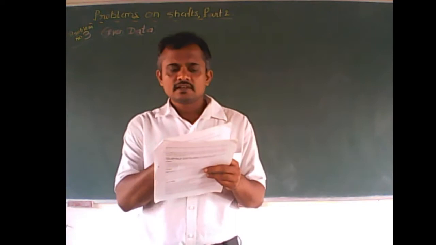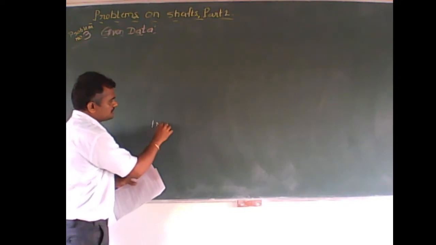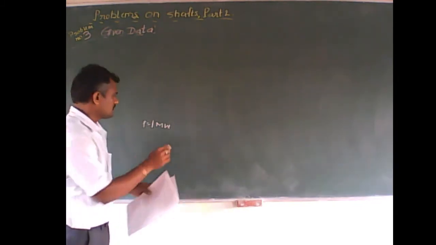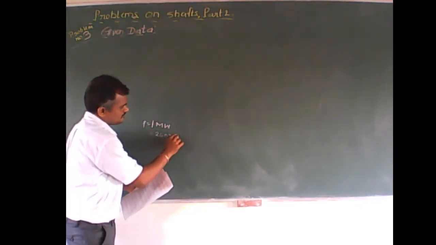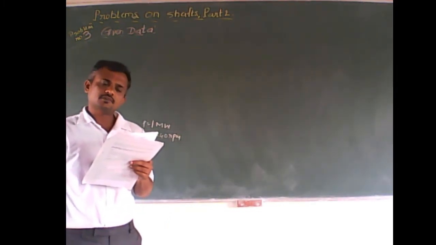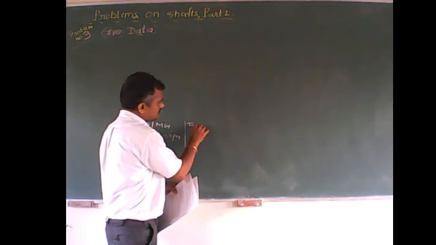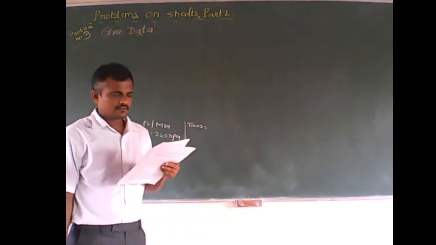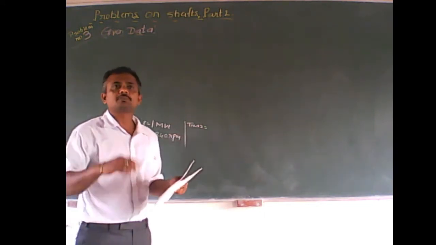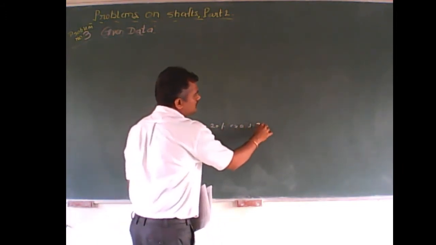Question number 2. A solid shaft is transmitting 1 megawatt. So let me directly write it as P = 1 megawatt, at 240 RPM, that is N. Determine the diameter of the shaft if the maximum torque transmitted exceeds the mean torque by 20%.